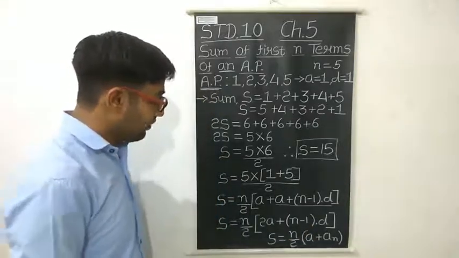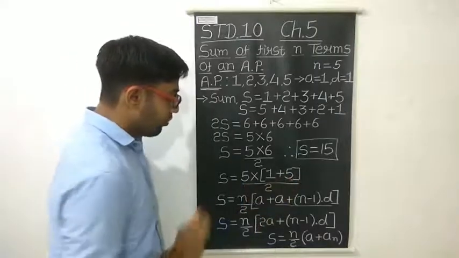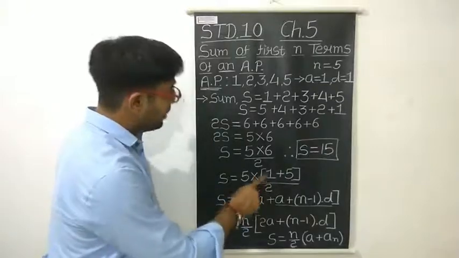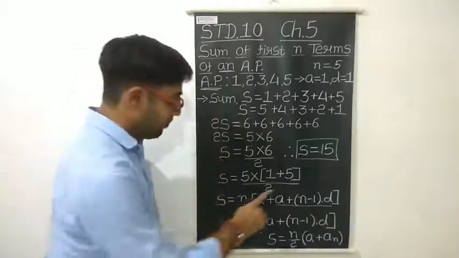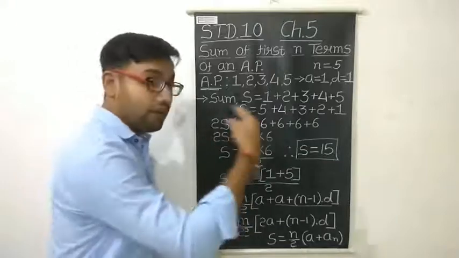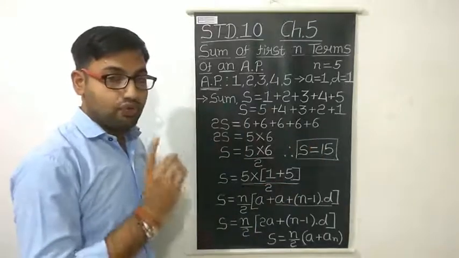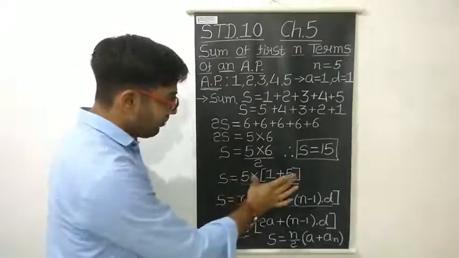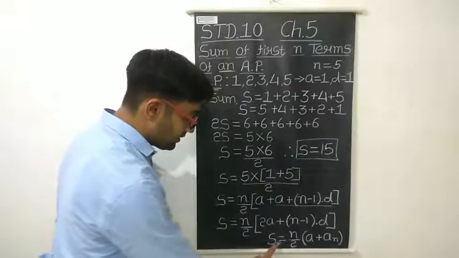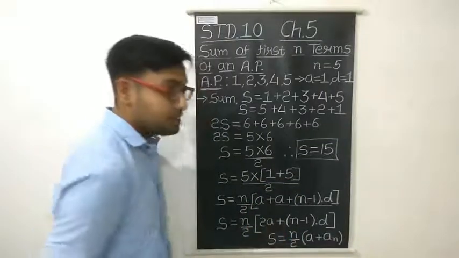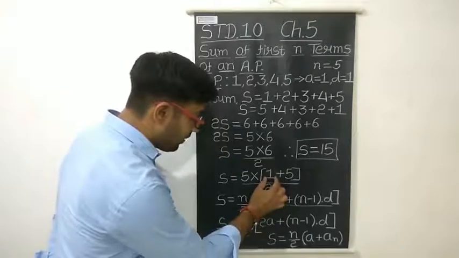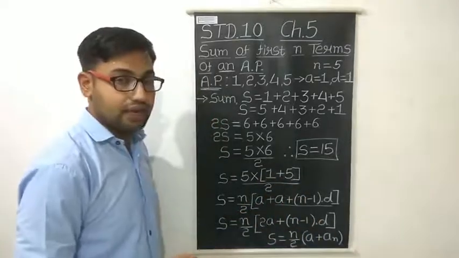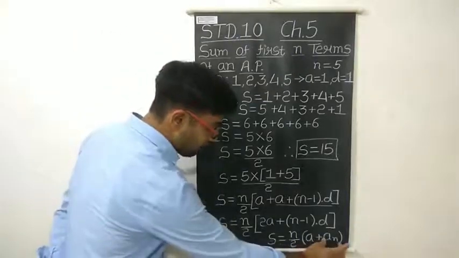Okay. Now notice one more thing here. This is n by 2. What is 1? 1 is the value of the first term, and what is 5? 5 is the value of the last term. And remember, we will call the last term an. So this formula we can also write down as S is equal to n by 2, a plus an. Instead of a1 we can put a, instead of 5 we can put an, right? Because this is the last term value.